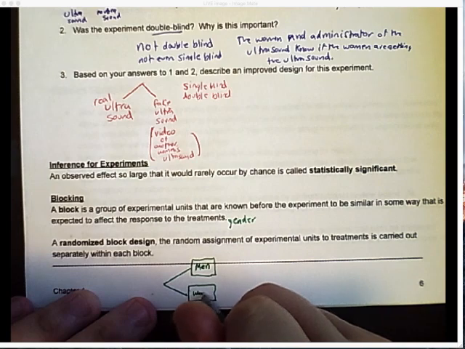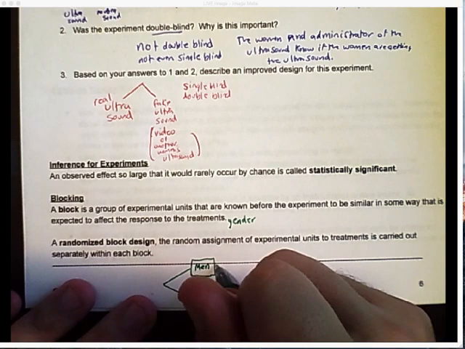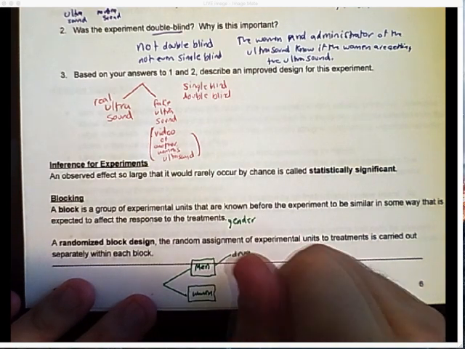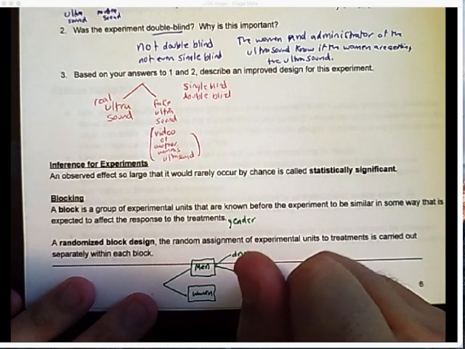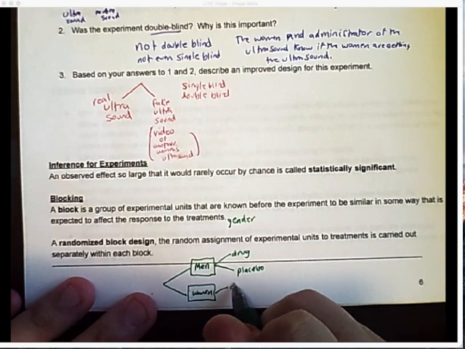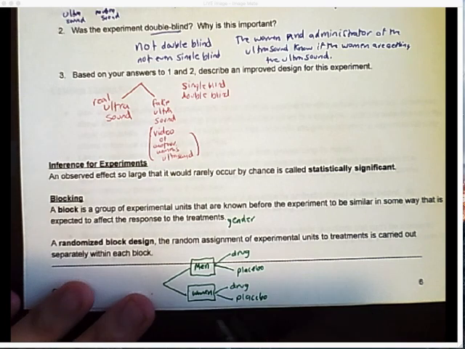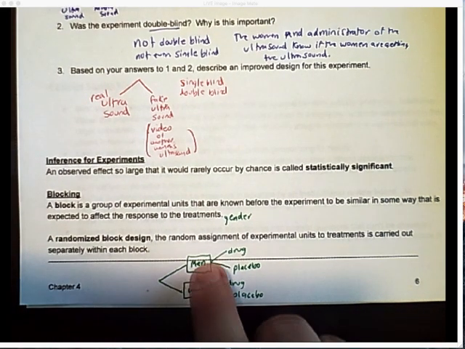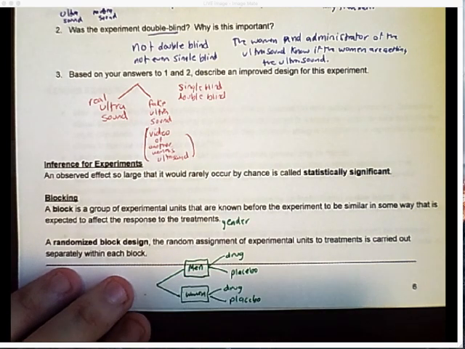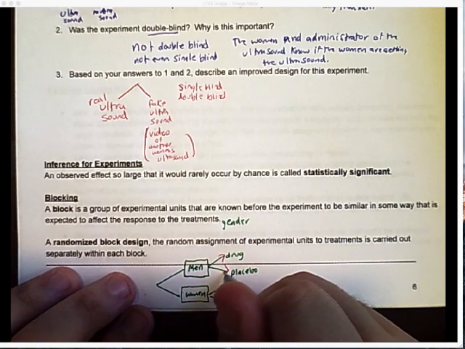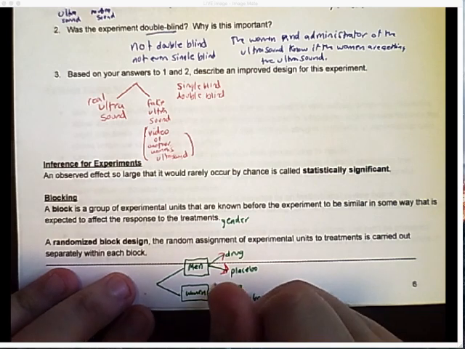So you could put men into one block and women into another block. And then you can say, of the men, some are going to get the drug and some of them are going to get a placebo. And you could do the same thing down here. Of the women, some are going to get the drug and some of them are going to get a placebo. So if you think the drug is going to affect gender differently, then take all the men, and you're going to do random assignment of the men into these two groups. And you're going to do the same thing for women.